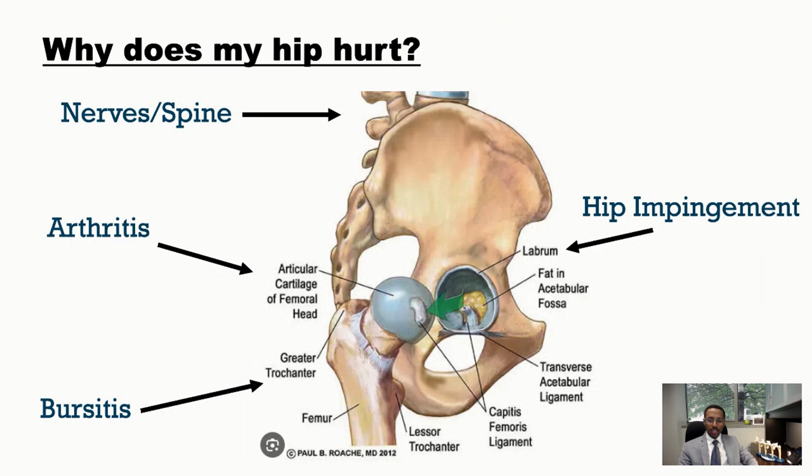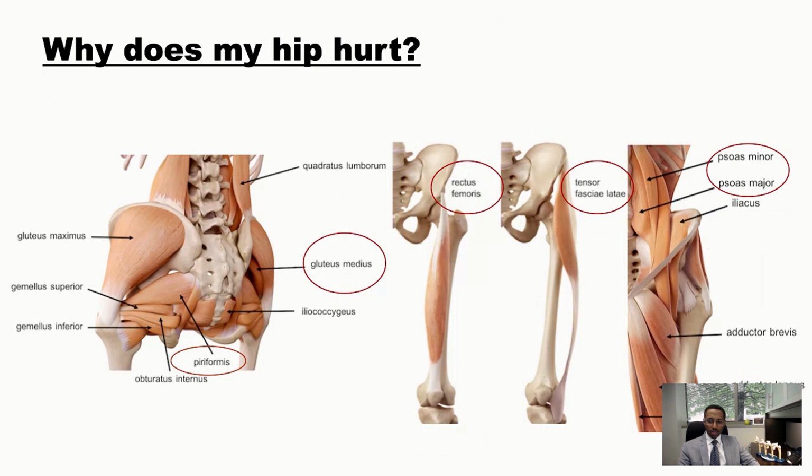So ultimately, then this anatomy can correlate to why you have pain. So why does my hip hurt? Is it potentially related to the nerves or your spine, referring pain to your hip? Do you have hip impingement due to an injury to your labrum? Do you have arthritis with injuries to your cartilage? Or do you have bursitis, which affects the outer portion of your hip? And ultimately, don't forget about muscle. So these are also the most common muscles that I see as injuries around the hip. Your piriformis, gluteus muscle, your hip flexors, and your psoas muscle, another hip flexor.